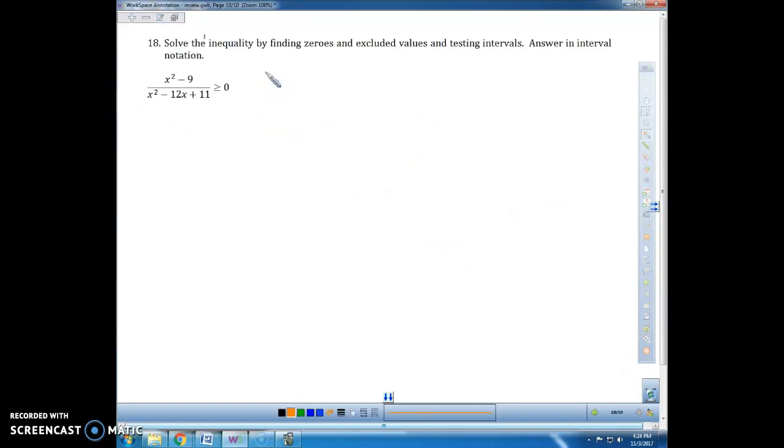All right, number 18. So we're looking at this. Remember that we need to look for both the zeros and the excluded values. So first of all, your zeros come from your numerator. And that's when x squared minus 9 equals 0. So if we have x squared equals 9, x will equal positive and negative 3. So those values will go on our number line.